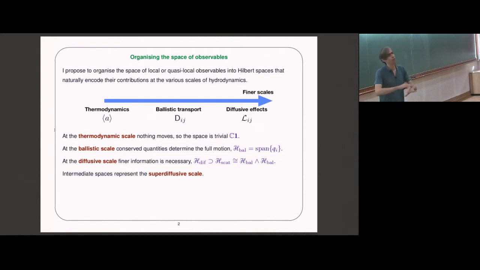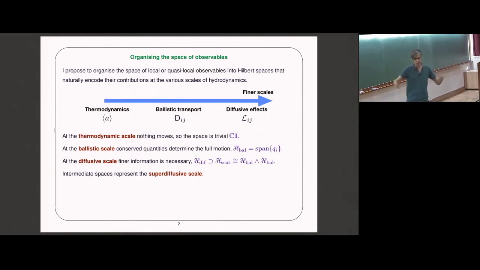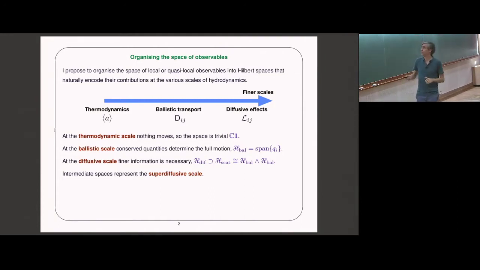At the thermodynamic level, you can calculate averages of observables, and nothing moves in space-time. If you go to ballistic transport, things start moving in space-time, but still on a very large scale. And then you could calculate, for instance, the Drude weight or things like that having to do with ballistic transport. But if things move on a smaller scale, then you have to go a bit further, and then here you have the Onsager matrix. And the question is, can we organize observables or have some kind of structures that encode these various scales of hydrodynamics? That's the conceptual question behind this.